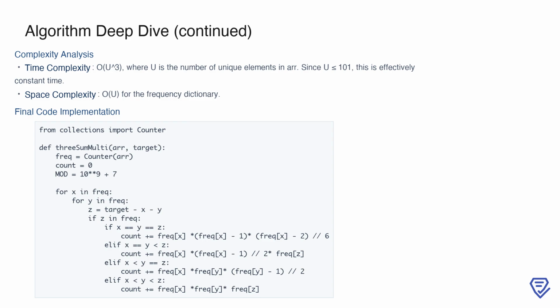Finally, the implementation combines all the steps we've discussed. After pre-computing the frequency dictionary, we iterate through all pairs of unique numbers, calculate the third number z, and count valid tuples using our combinatorics formulas. The total count is then returned modulo 10^9 + 7 to meet the problem's constraints. This structure ensures clarity and correctness while leveraging Python's built-in tools like collections.Counter for simplicity.